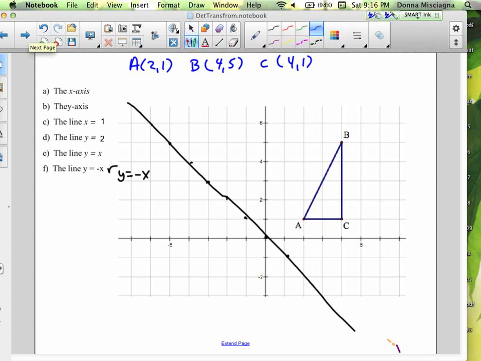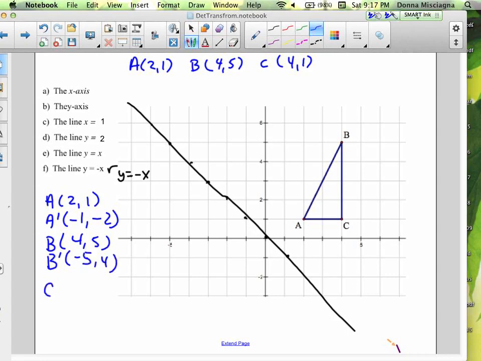This time, A is at 2, 1. For A prime, we're going to switch and negate. So -1, -2. B is at 4, 5. B prime will be at -5, -4. And C is at 4, 1. C prime will be at -1, -4.